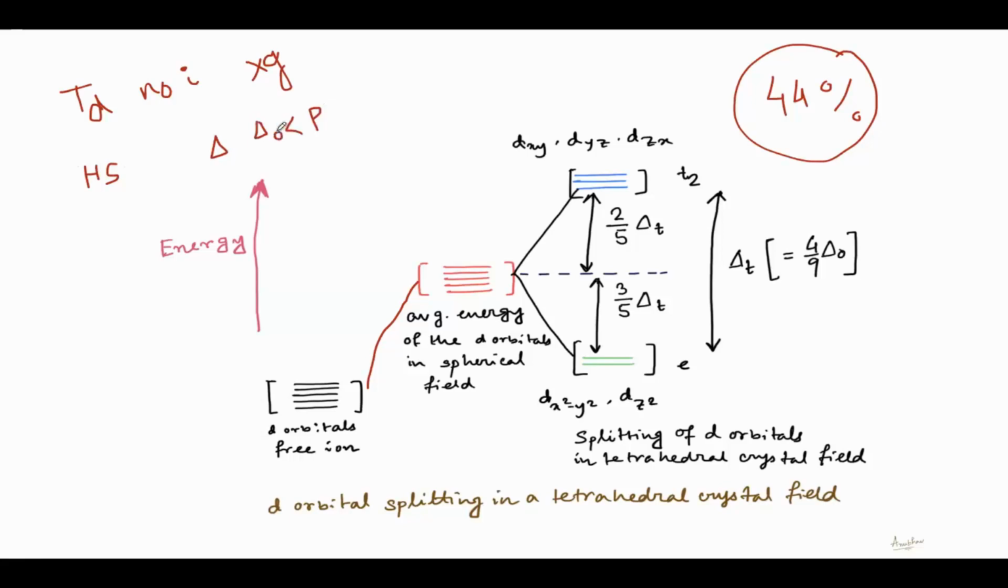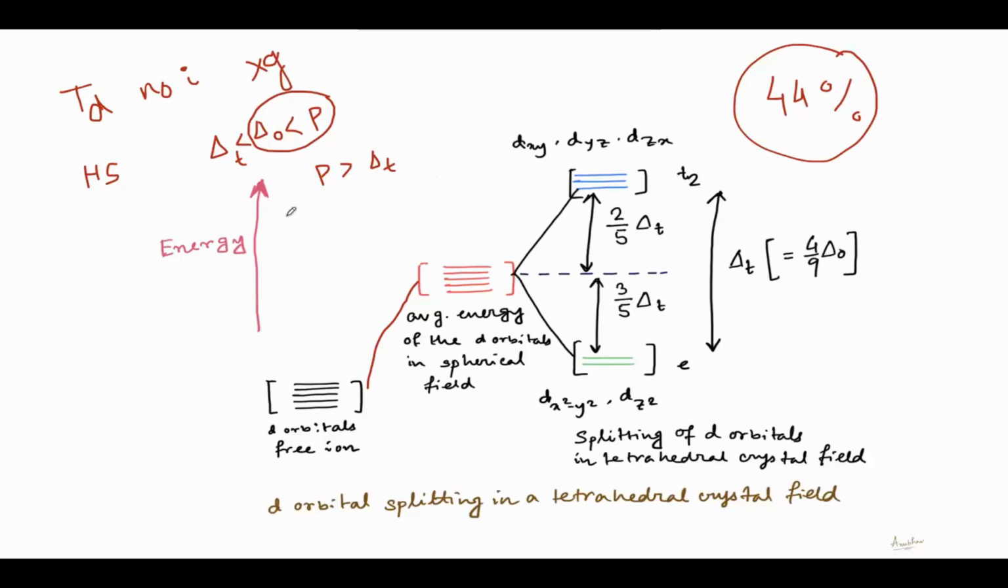octahedral. In this scenario, if the pairing energy is greater than delta octahedral, then we have high spin complexes. Here we have delta T. Delta T is even less than delta O, that too only 44%. A huge gap is there. So it is more likely that pairing energy will be greater than delta T in most of the cases. That's why in tetrahedral complexes, we see the high spin ones more.